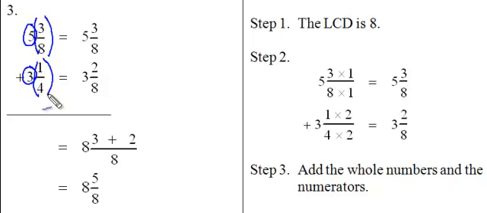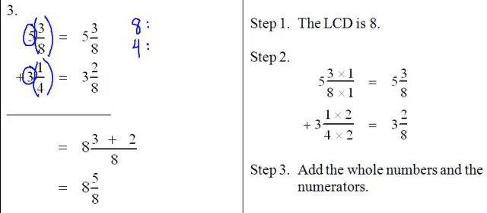Now, in the fractional portion, in order to add them by hand, they have to be like fractions. Like fractions mean that the denominators are the same. In this case, we have a denominator of 8 in our first mixed number and a denominator of 4 in our second mixed number. That's not going to work. So we need to find what's called the LCD, or the lowest common denominator, of 8 and 4. The lowest common denominator is the smallest number that both 8 and 4 will divide into.